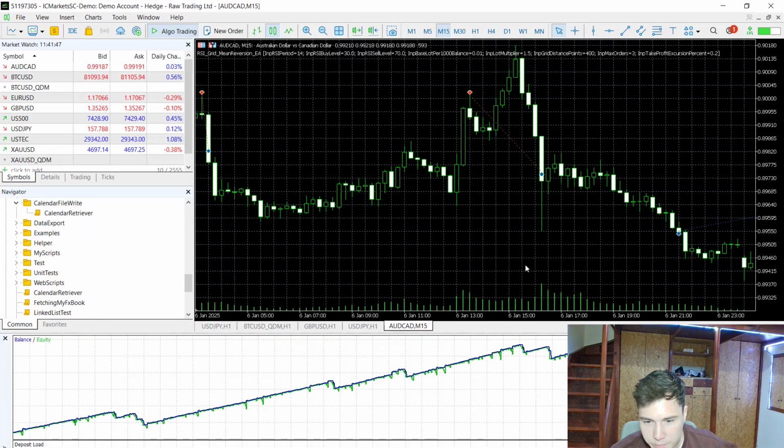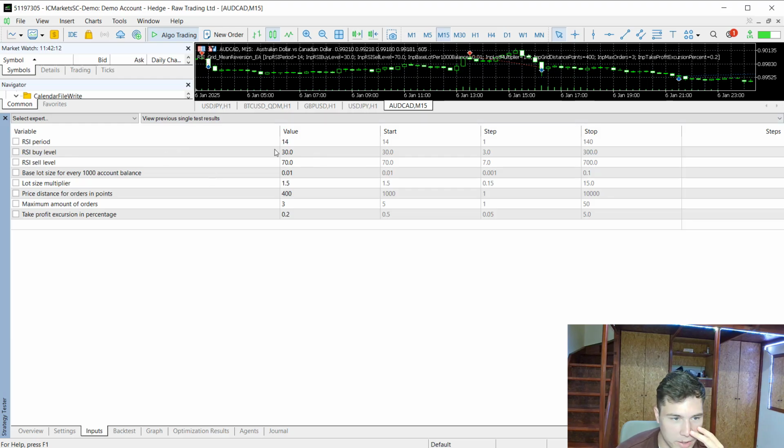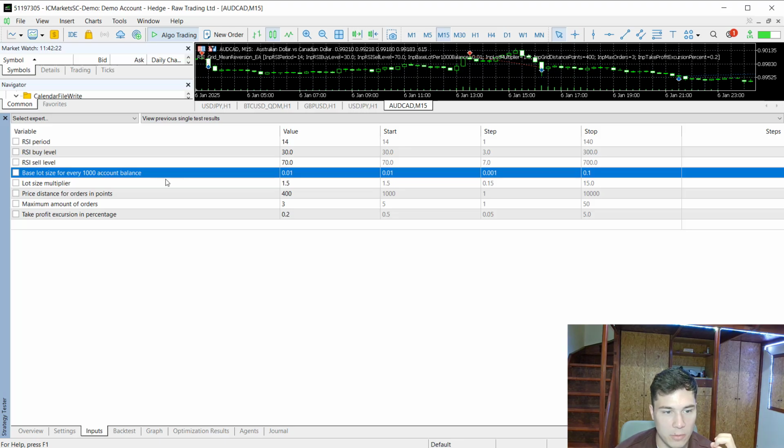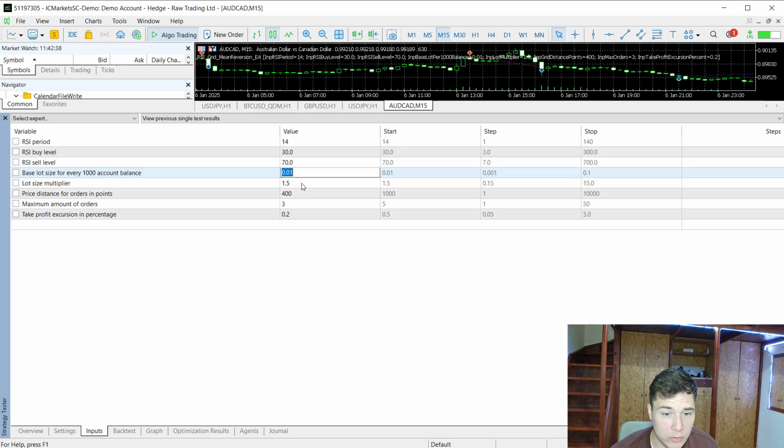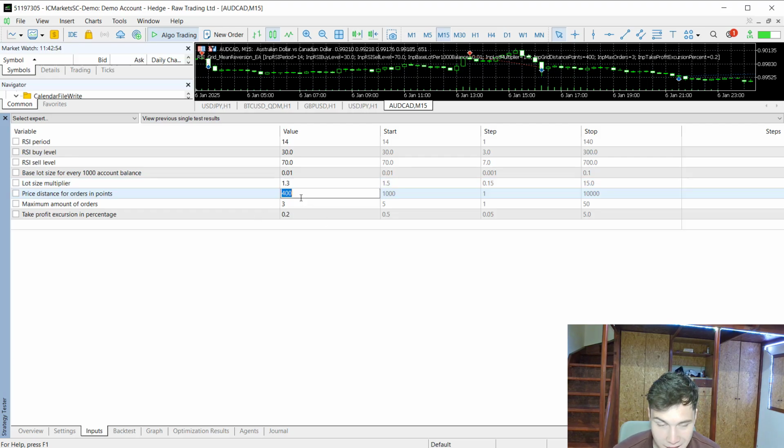Now let's run a backtest. This is the EA here, which I have selected in the strategy tester. Here you can see the input values, which is pretty reasonable. I use an RSI period of 14, buy level of 30, sell level of 70, base lot size for every 1000 account balance is 0.01. Then we even have a lot size multiplier, which is now 1.5. I think I'm going to actually reduce this because 1.5 is a pretty big martingale factor. Let's say it's just 1.3. Price distance for orders in points, which is now 400. Okay, let's keep it like that.